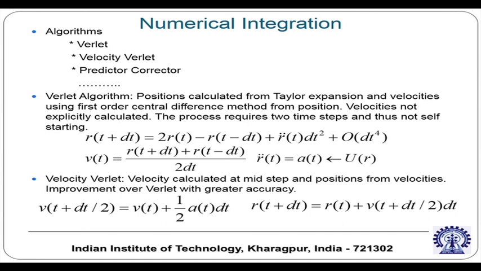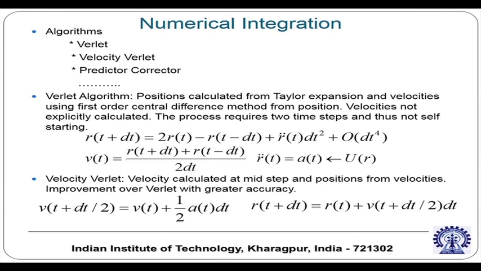Then numerical integration, which I have already discussed. There are several techniques like the Verlet technique, velocity Verlet, predictor corrector, and several others. Like the velocity, v(t) = [r(t+Δt) + r(t-Δt)] / 2Δt, this is the average velocity. So you basically get this by using a finite difference type of formula.